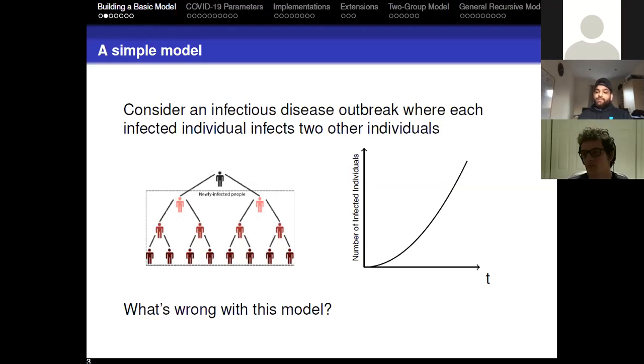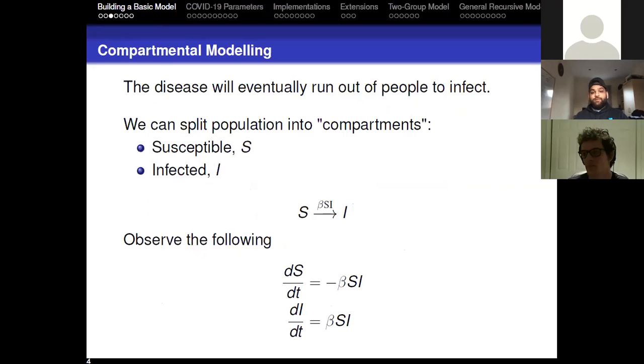And now what's wrong with this model? Essentially, people are just being infected infinitely. There's no limit on the number of infections, which we know is not realistic because the disease will eventually run out of people to infect. So this is where we come onto the idea of something called compartmental modeling.